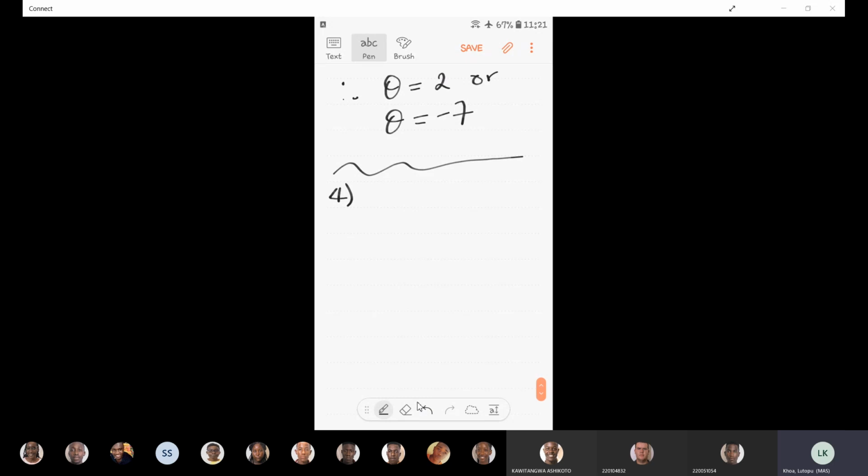Number 4, we have x over 7 minus 3 over x minus 3. This is equal to negative 2 over 7. Okay, so again, we want to get rid of the denominator. So what we will do is we'll multiply all the terms by 7 and then also by x minus 3 so that all the denominators are gone.